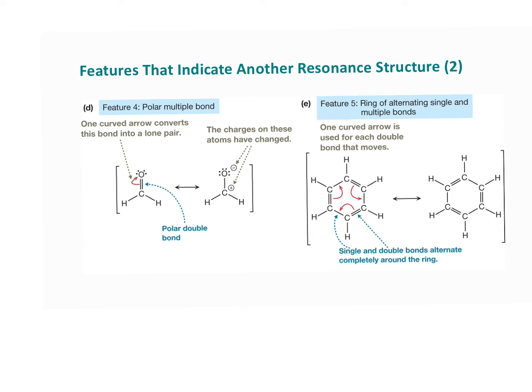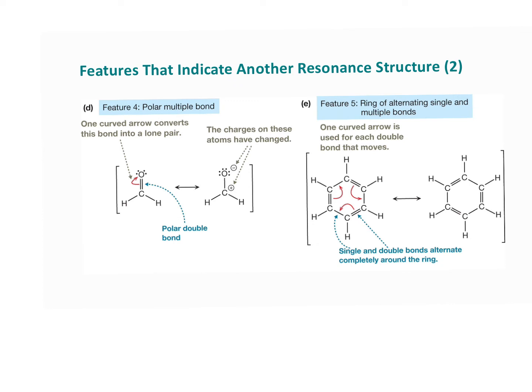Feature five is a ring of alternating single and double bonds. We see that ring here, like with benzene. If you have a ring where it goes double bond, single bond, double bond, single bond, double bond, single bond, you have resonance. So my hope is that these five features will help you recognize resonance structures.